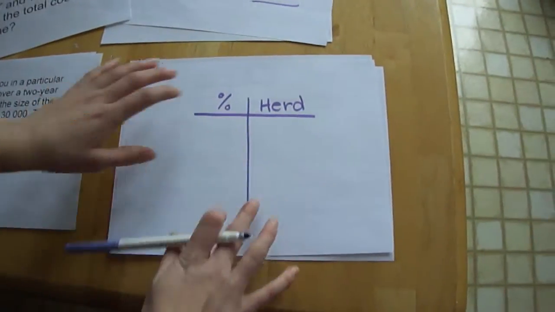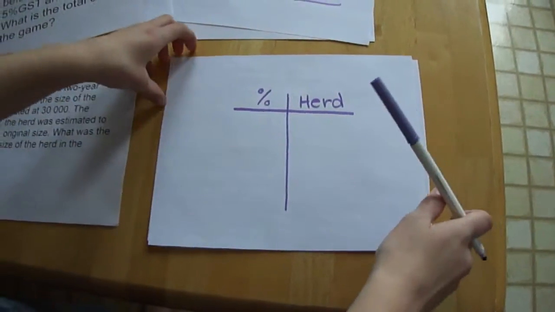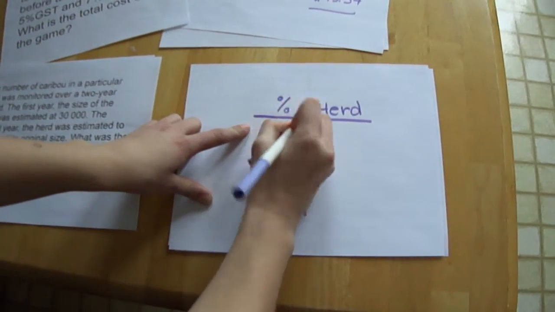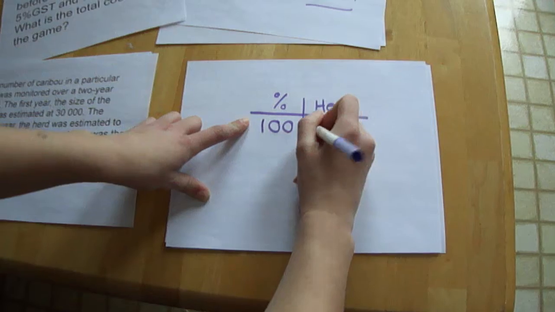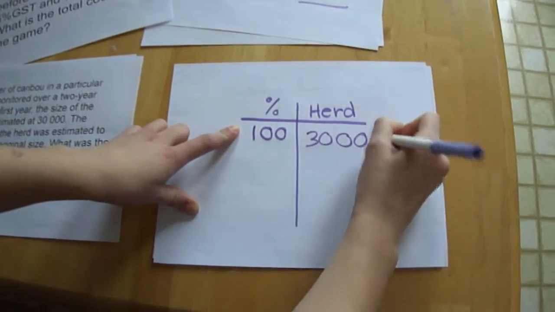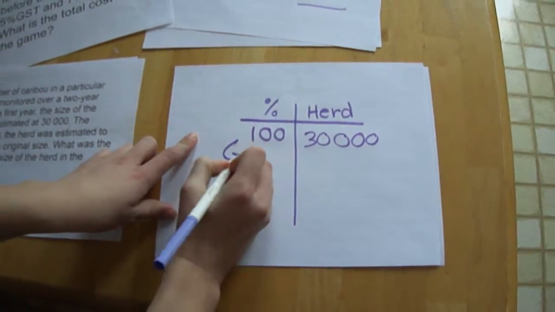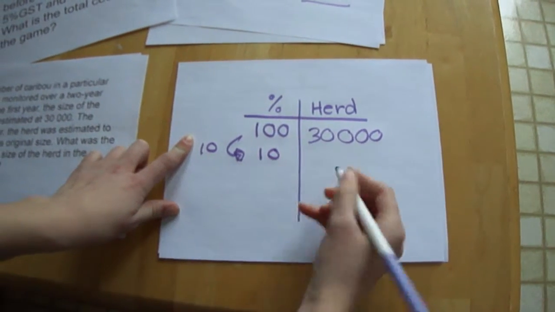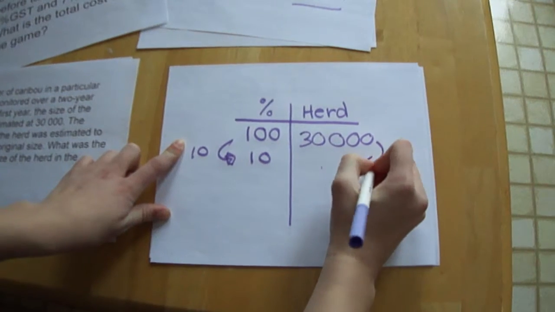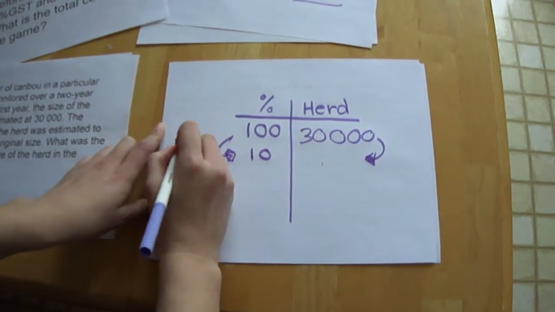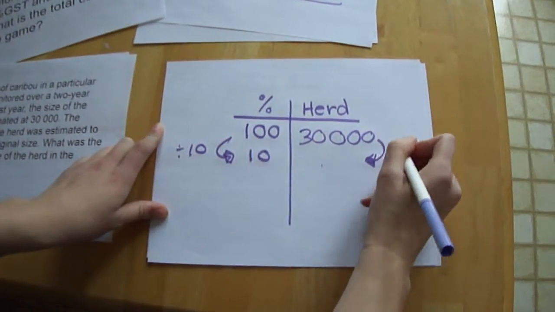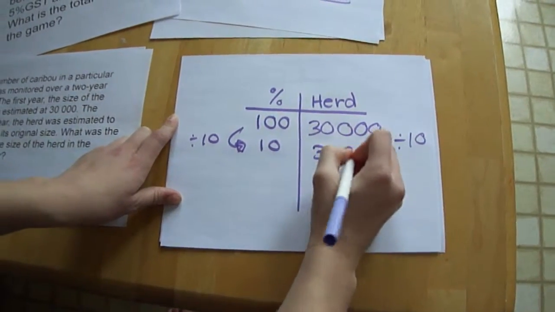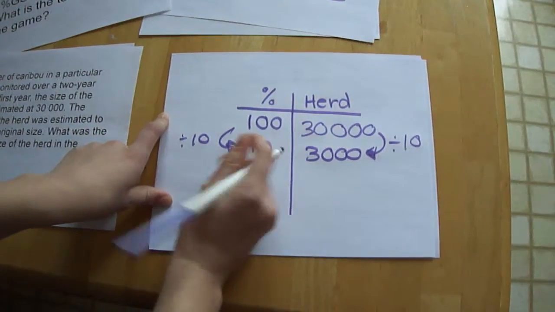To do this one, I'm going to use a ratio table. And so I have my percent and my herd. The first year will be represented as 100%, with the 30,000. From there, I'm going to divide this by 10 to get 10%. And I must do the same thing on the other side. Divided by 10. And then to get 3,000. So now we have 10%.